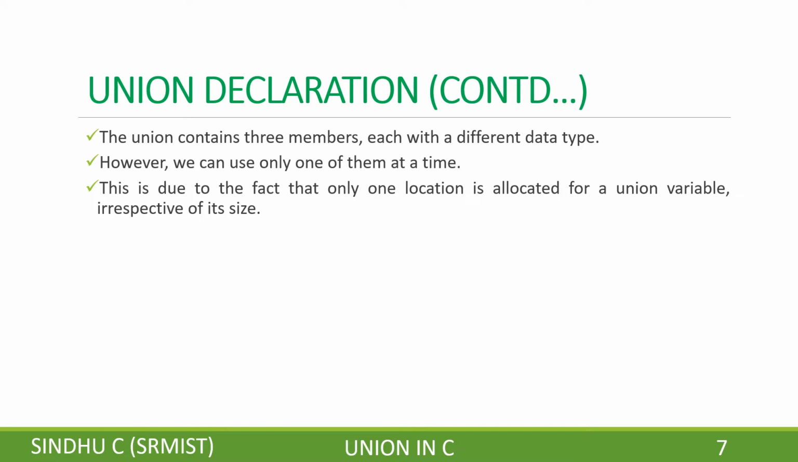So explaining the same, the union contains three members, each with a different data type. However, we can only use one of them at a time. So why we can only use one of them at a time is due to the fact that only one location is allocated for a union variable, irrespective of whatever size it may be.